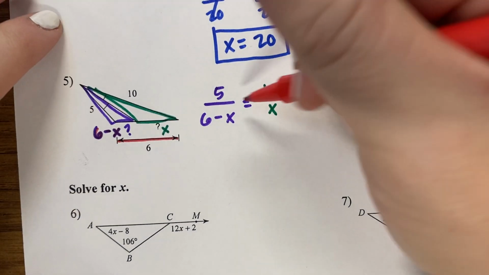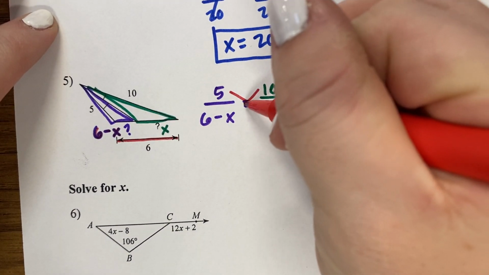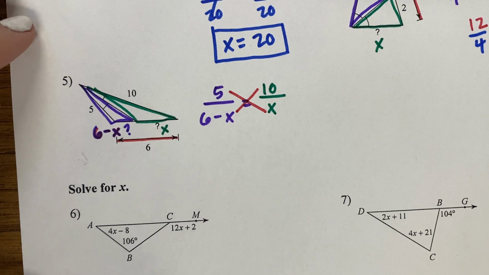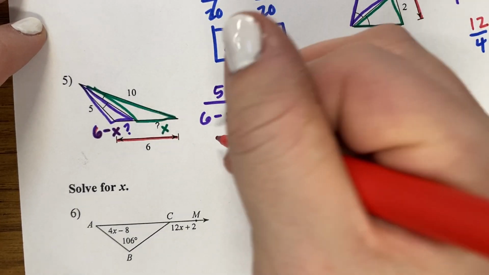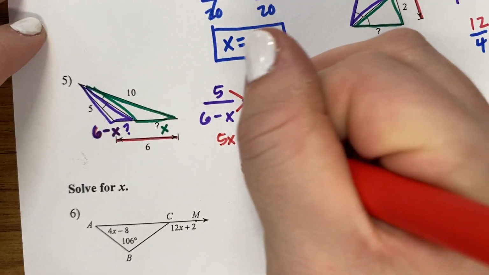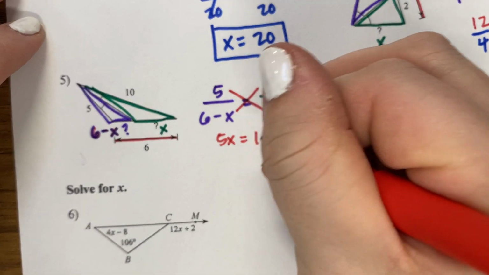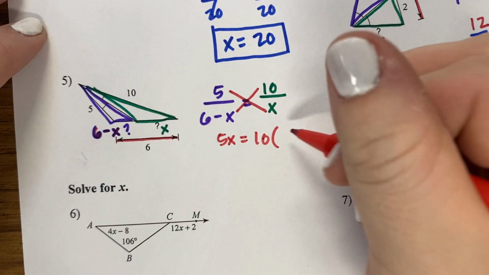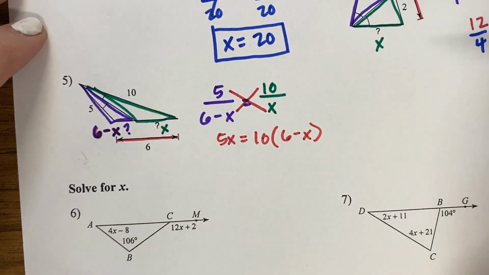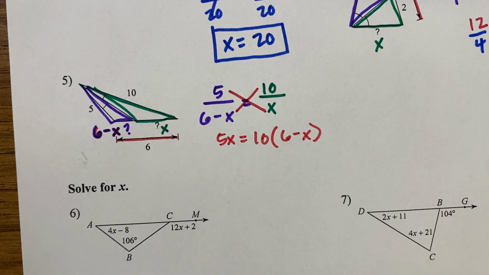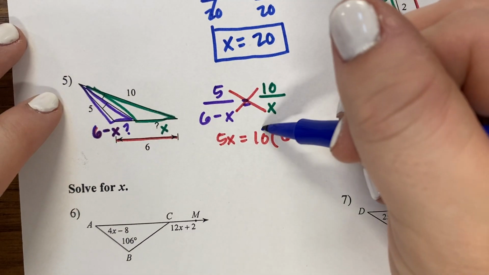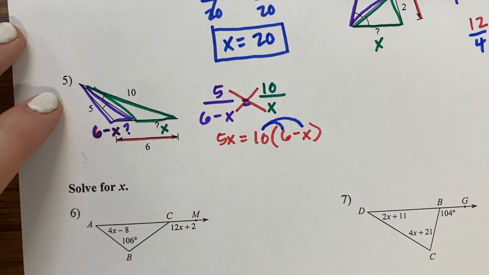So let's go ahead and cross multiply. 5 times x is equal to 10 times 6 minus x. Well, 5 times x is just 5x, and then I'm going to write this out. It's equal to 10 times this whole piece, 6 minus x. Again, looks a little different. So now what we have to do is distribute, right? We got to get rid of these parentheses.